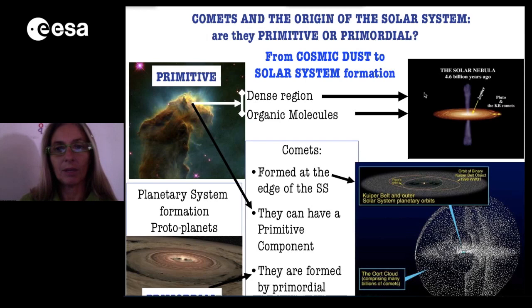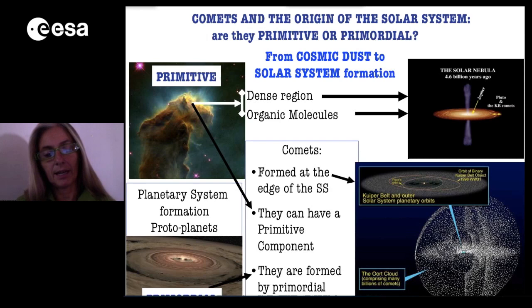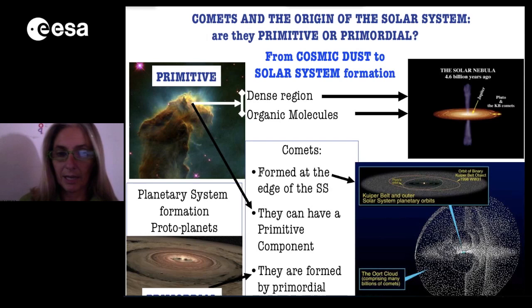So comets form, in fact, at the very edge of the solar system, and they can have a primitive component which is coming directly from the dense clouds, and they are surely primordial, formed by primordial material, where by primordial I mean the material that was present at the very beginning in the protosolar nebula, because they form at the edge of the solar system and they remain there. Even if we will see later that Stardust results could tell us something a bit different from this after the cometary samples analysis.